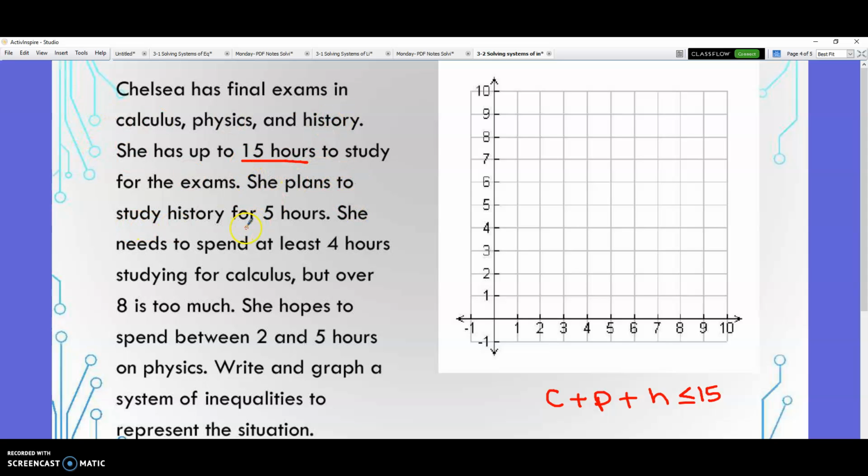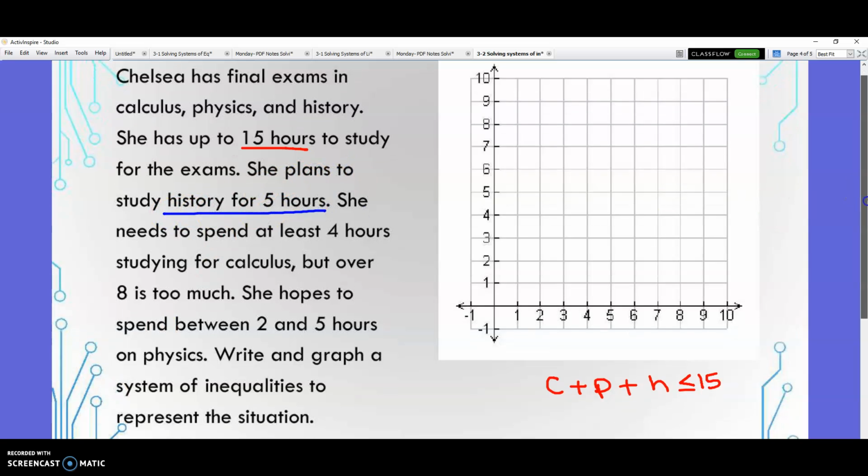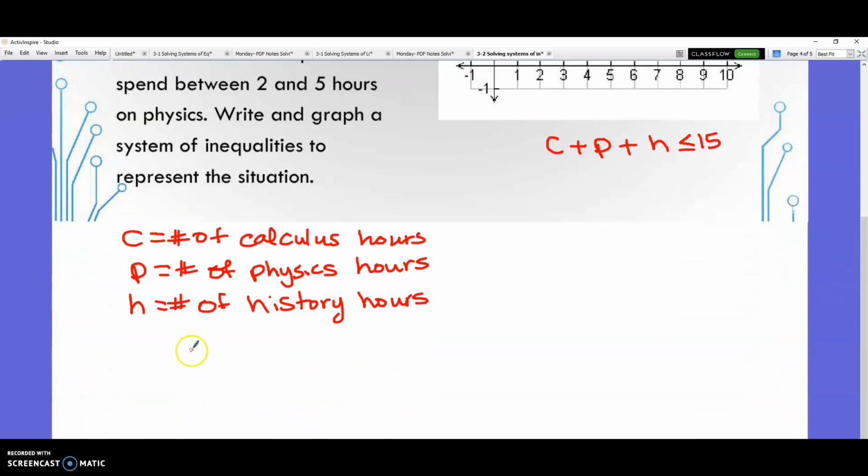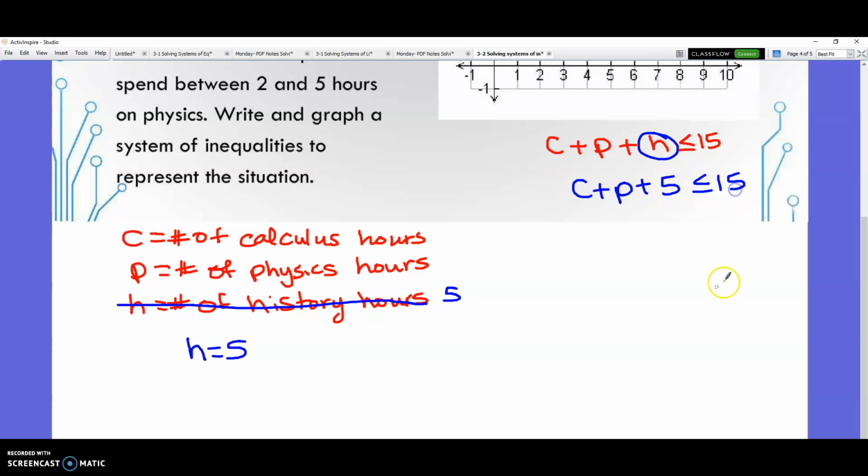So that takes care of she has 15 hours of study time for those three tests. She plans to study history for 5 hours. Well, that's not an unknown anymore. If she is going to study history for 5 hours, then H is equal to 5. I'm going to replace this H with 5. So C plus P plus 5 is less than or equal to 15. And that means C plus P would be less than or equal to 10.